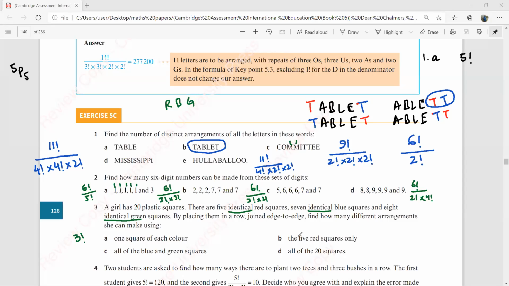Okay, now it says the 5 red squares only, 5 red squares only. Yes. Mariam Ali, what would you say about this 3B? The 5 red squares only.